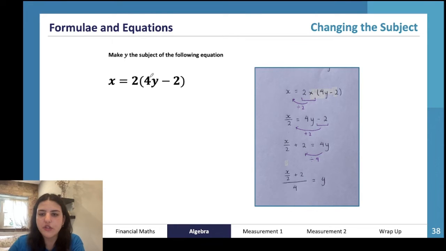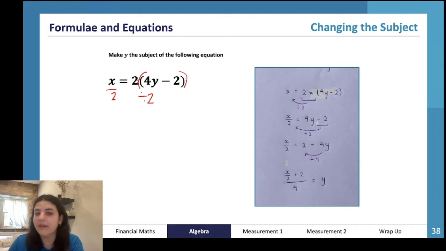The first thing we want to do is expand our brackets out, right? So we've got 2 times... I want to divide each side by 2 because that will leave this completely on its own, unaffected. And all it will do is make this x over 2, and you'll see that here. Then we want to move our negative 2 over, and we need to do that by adding 2 to both sides. So we end up with x over 2 plus 2 equals 4y.